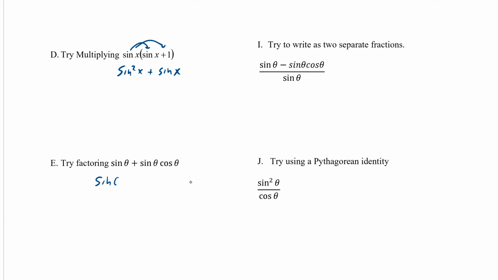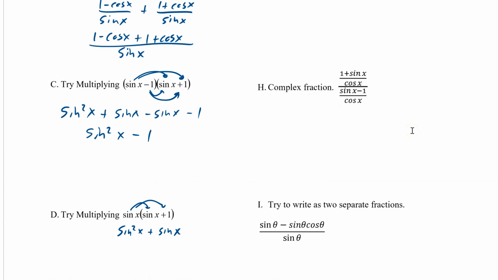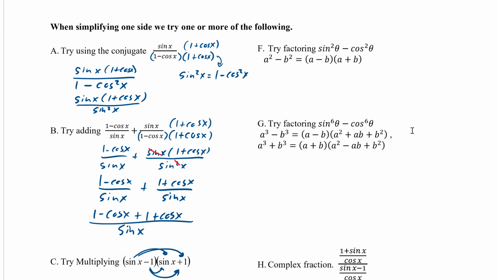So they both have a sine theta. So that would give us 1 plus cosine theta. So we're just modifying. That's it. As you modify, it changes the look and will help us prove our identity. All right, here's another factoring.